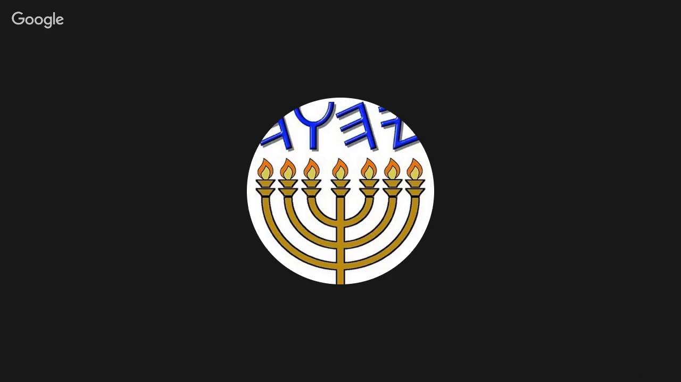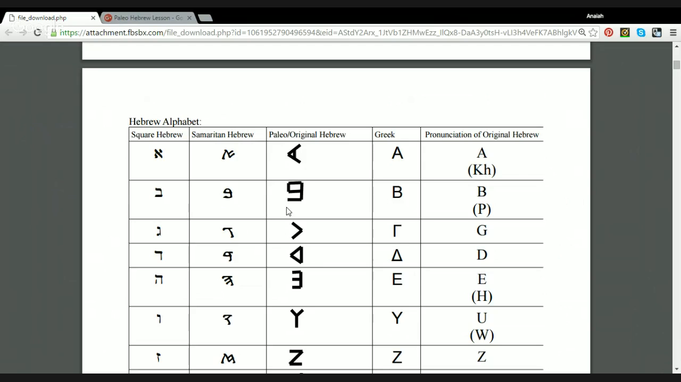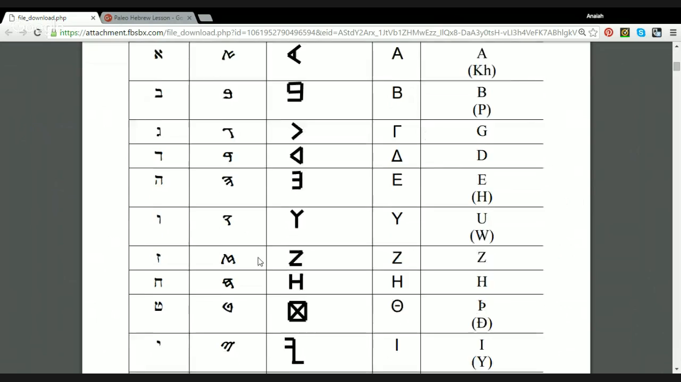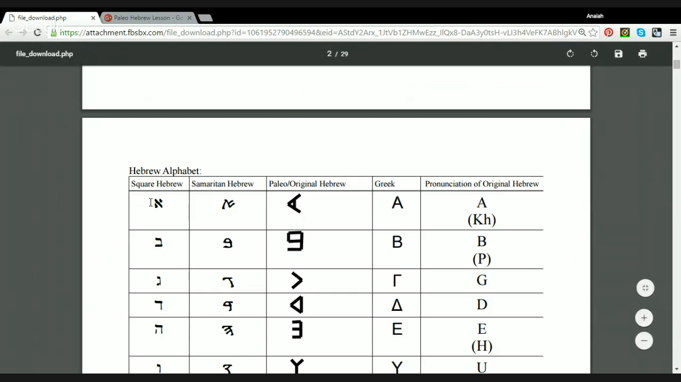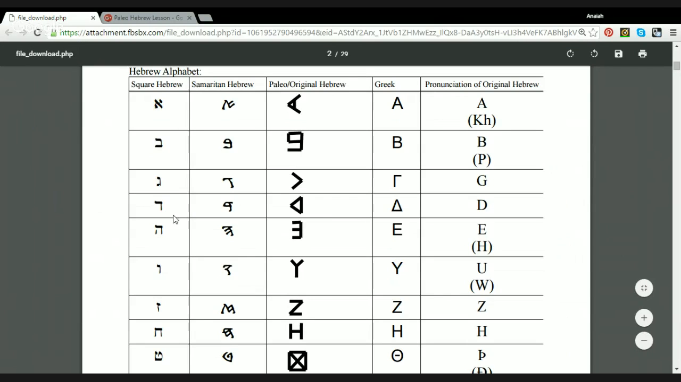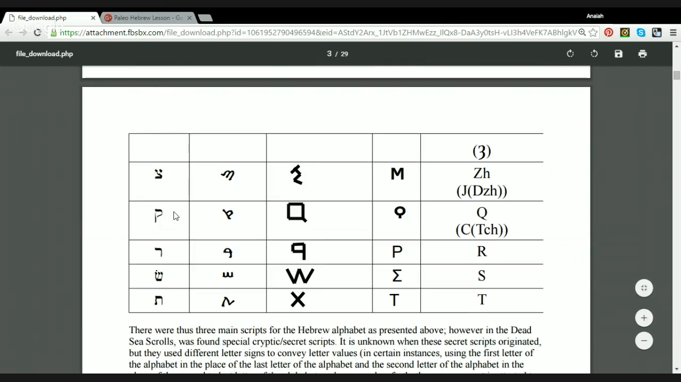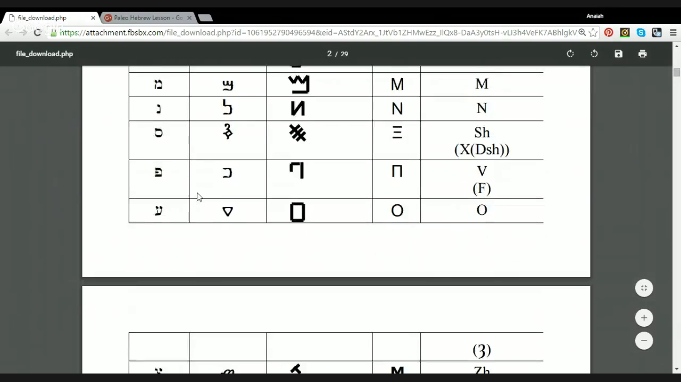The Samaritan is somewhat similar, but it's more scribbly, more cursive-like. And this final one is the one we're all familiar with, the one we all know super well.